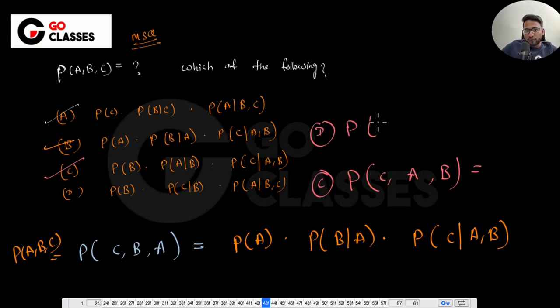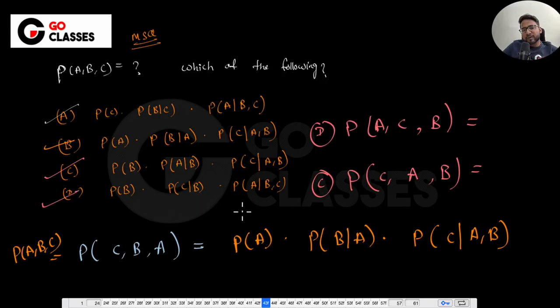For option D, you can write this B at the end, maybe, and then C, and then A, right? So you can write probability of B into probability of C given B into probability of A given CB or BC, right? So I think yes, that is also correct. So that is why all the options are correct here.